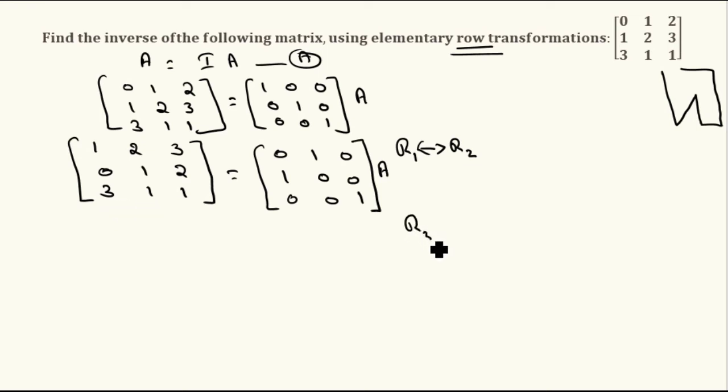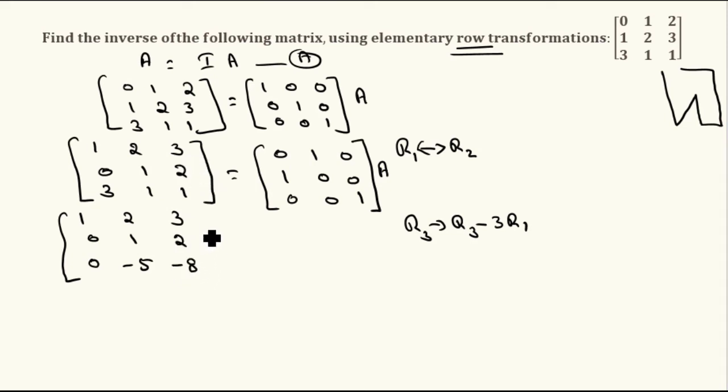For that, R3 equals R3 minus 3 times R1. See, 3 times R1, 3 into minus 0. So you will get what? 1, 2, 3, 0, 1, 2. This is 3 minus 3, 0. 1 minus 6, minus 5. 1 minus 9, minus 8.